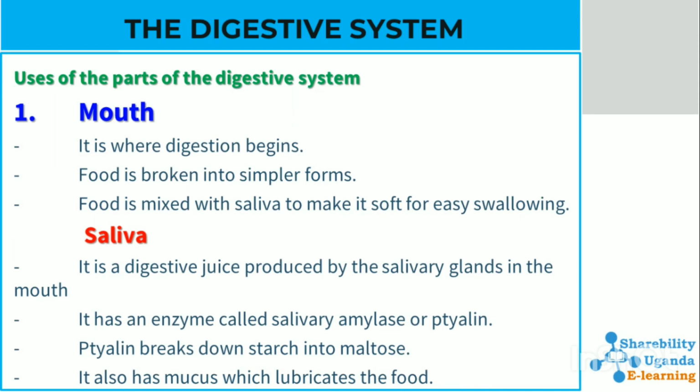Uses of some parts of the digestive system. The mouth is where digestion begins. Food is broken into smaller forms. Food is mixed with saliva to make it soft for easy swallowing. Saliva is a digestive juice produced by the salivary glands in the mouth. It has an enzyme called salivary amylase or ptyalin. Ptyalin breaks down starch into maltose. It also has mucus which lubricates the food, which enables swallowing.